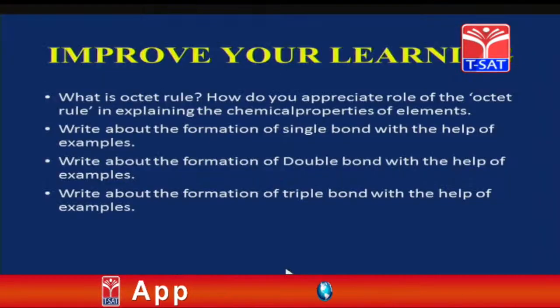Children, please answer these questions. What is octet rule in your own words? How do you appreciate the role of octet rule in explaining the chemical properties of elements? Write about the formation of single bond, double bond and triple bond with the help of diagrams.